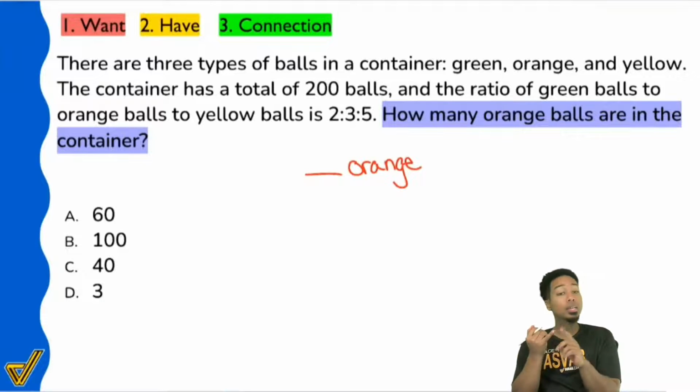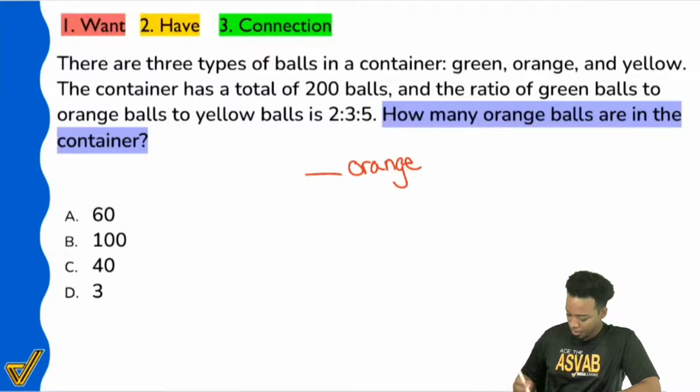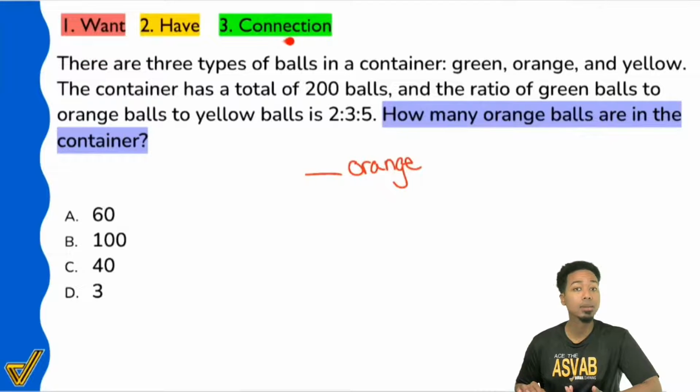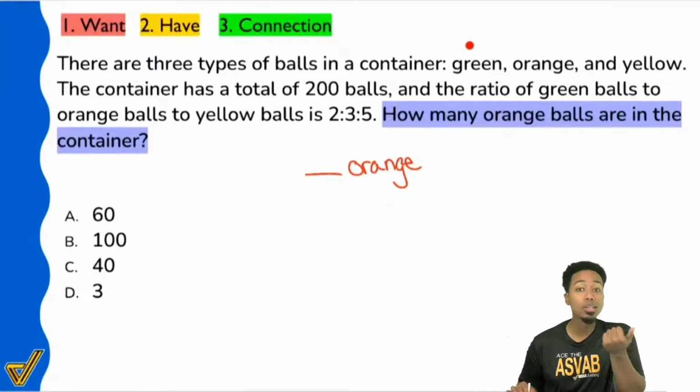Cool. Sounds good. Next thing is we're going to write down the information step by step. So let's see what we have. Right up here, it says there are 3 types of balls in the container. We have green, orange, and yellow. Okay, cool. Green, orange, and yellow. And the container has a total of 200 balls.